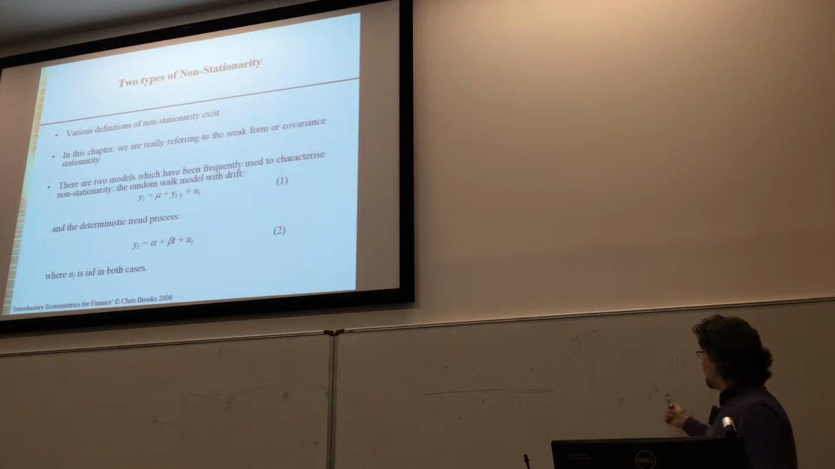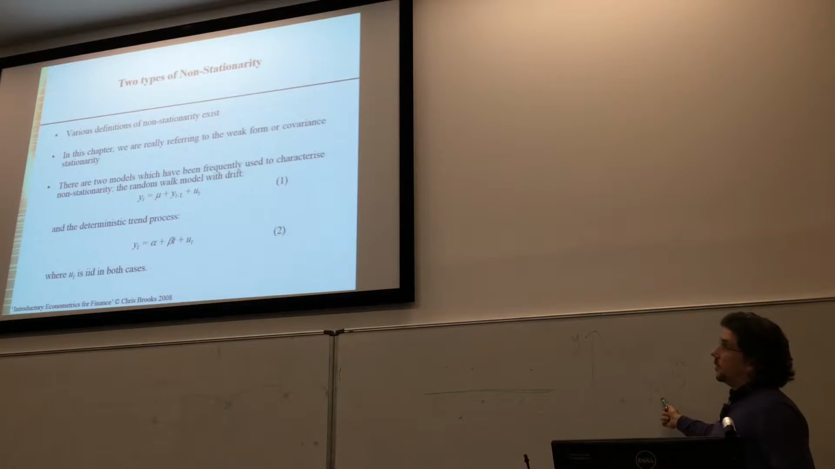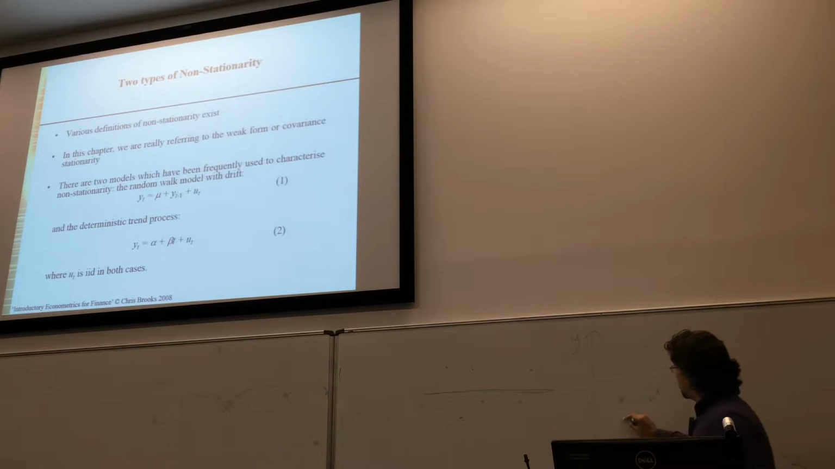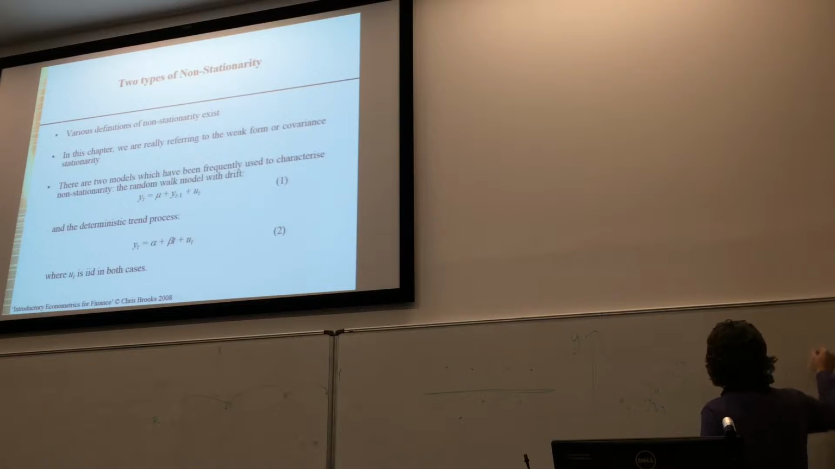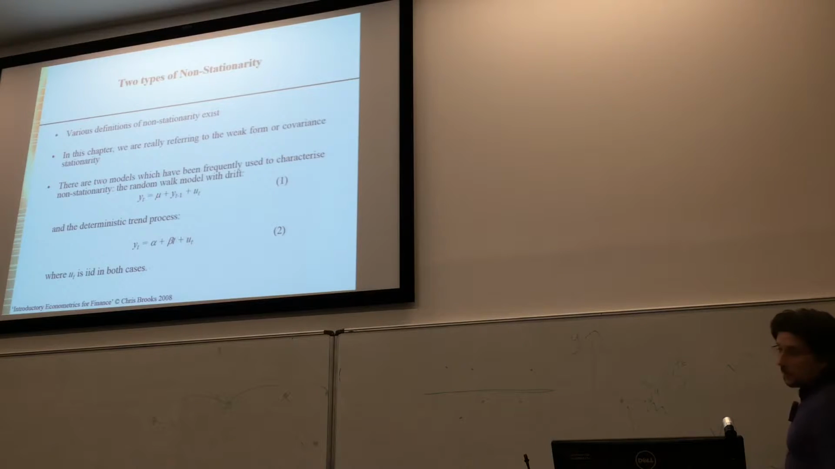So you can see that it's actually going somewhere, because you've got a mu here, which is always added from one period to the next. There's some expected return. So even though the price has got a random component, over time you'd expect it to trend upwards.